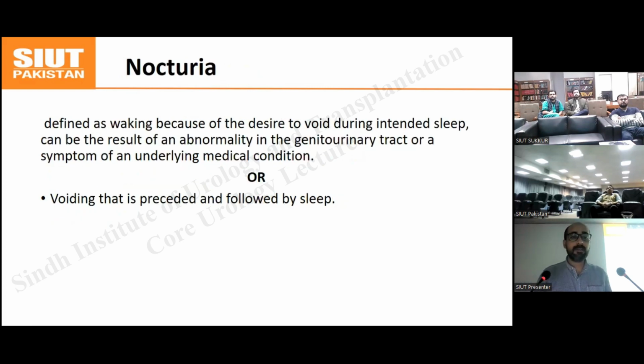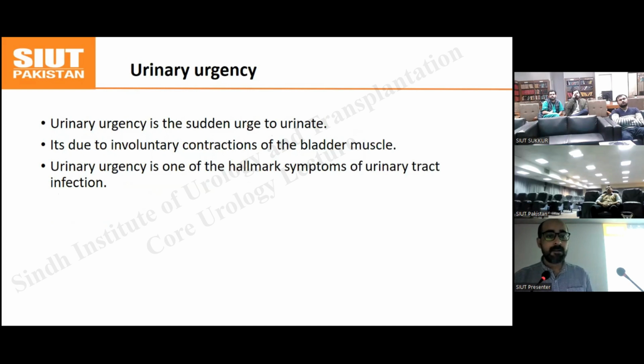Nocturia is defined as waking up because of the desire to void during sleep. It can result from an abnormality in the urinary tract or be a symptom of an underlying medical condition. Urinary urgency is a sudden urge to urinate. It is due to involuntary contraction of bladder muscles.